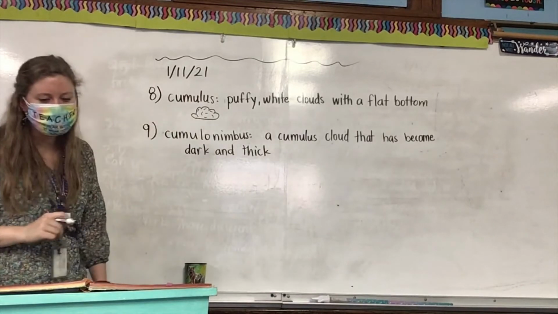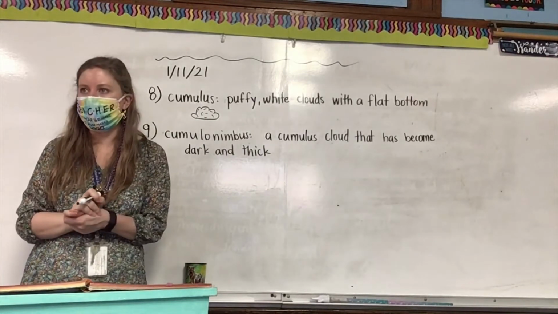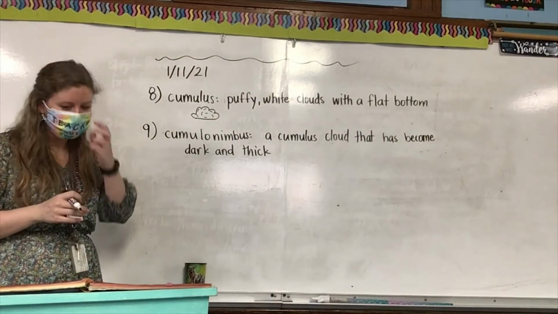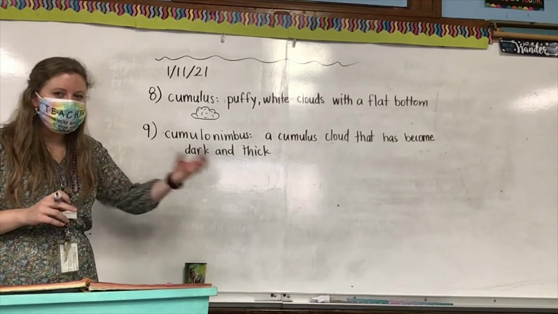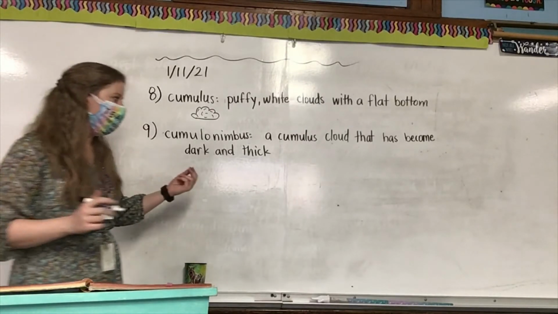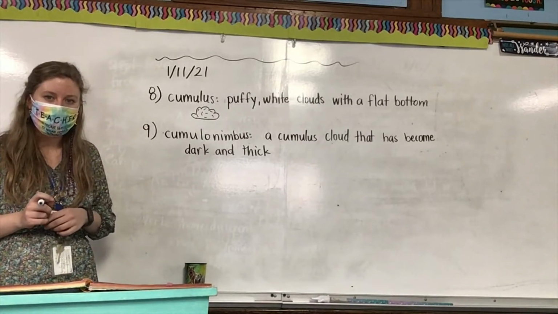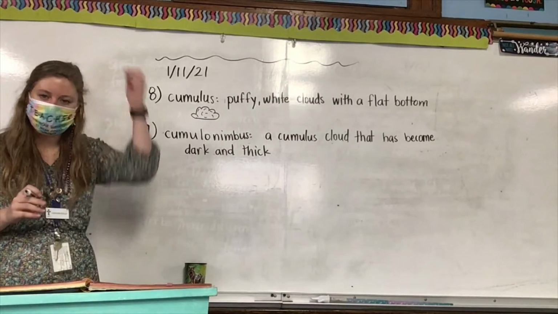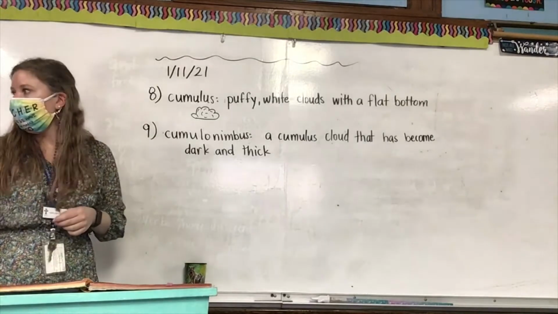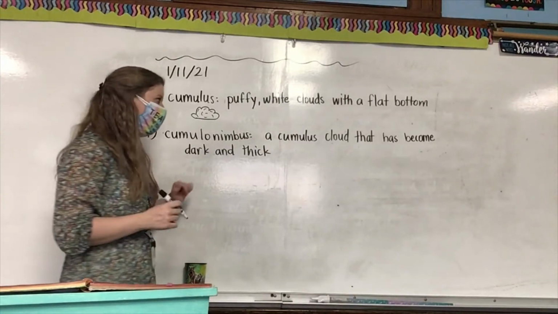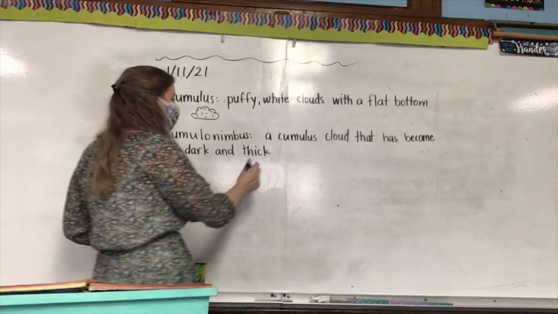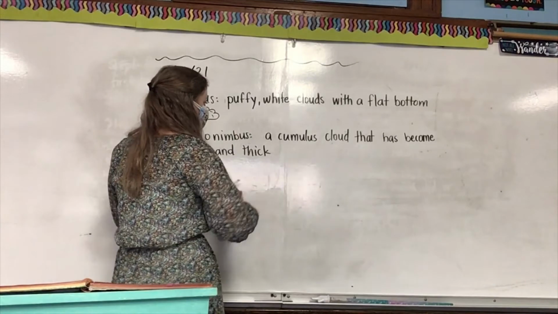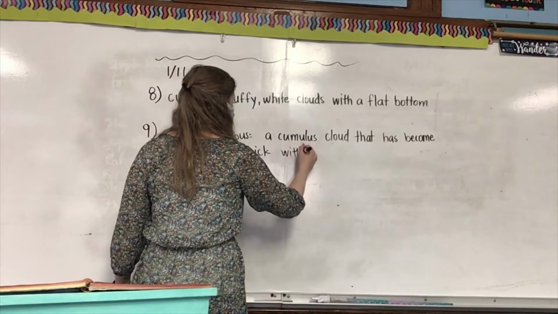So what is inside that cumulonimbus cloud that has caused it to become dark and thick? Zari? Water. What specifically? What is it about to become? Rain. Which is a form of precipitation, because it's not always rain. Good. So a cumulonimbus cloud is a cumulus cloud that has become dark and thick with precipitation.